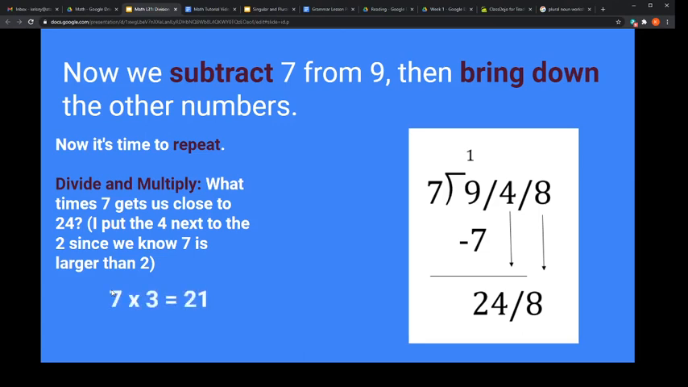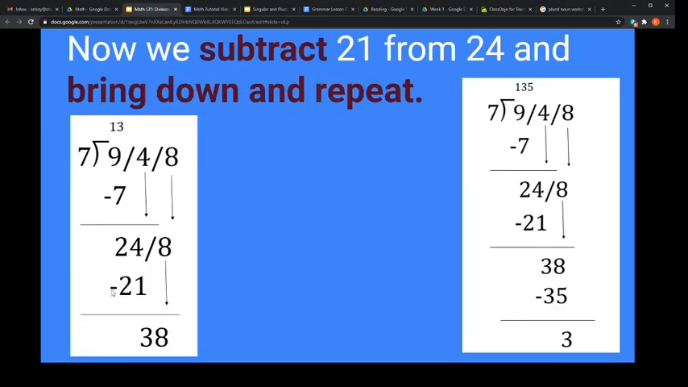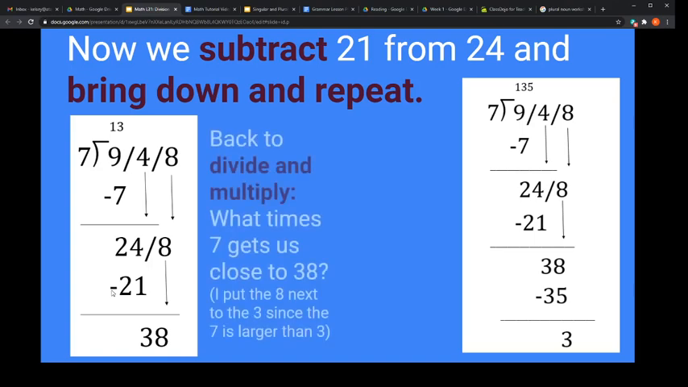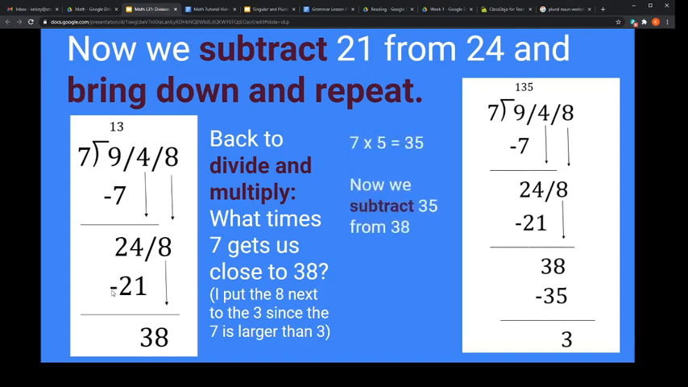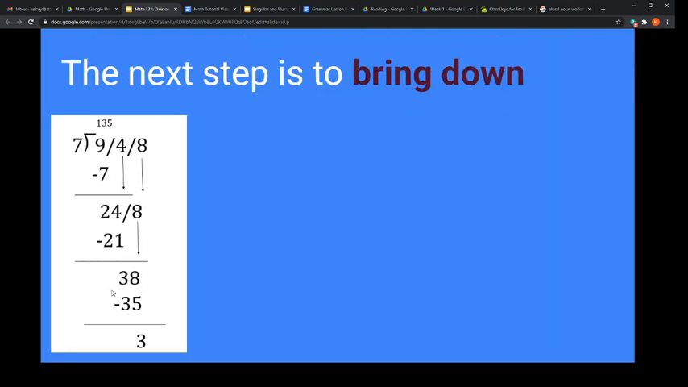Now we need to figure out what times 7 gets us close to 24, and we know that that's 7 times 3 equals 21. So we put the 3 up top and we subtract. 24 minus 21 equals 3, and we bring down that 8. Now we go back to divide and multiply. What times 7 gets us close to 38? I put the 8 next to the 3 since the 7 is larger than 3. 7 times 5 is 35. Now we subtract 35 from 38.